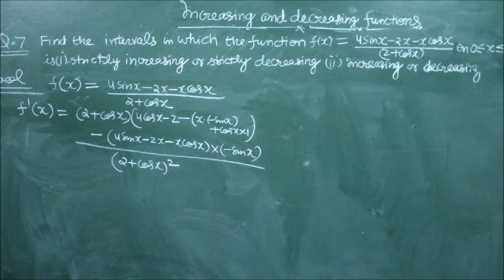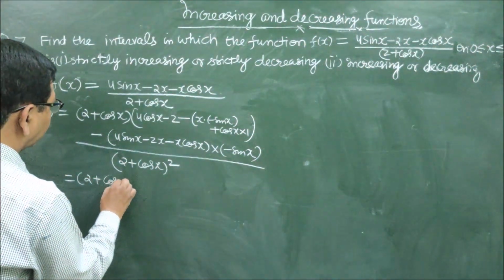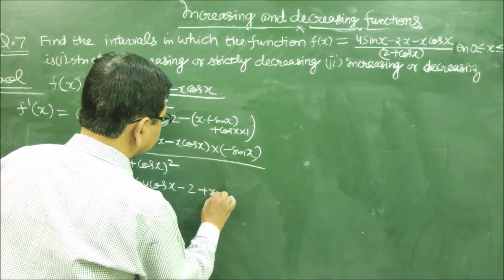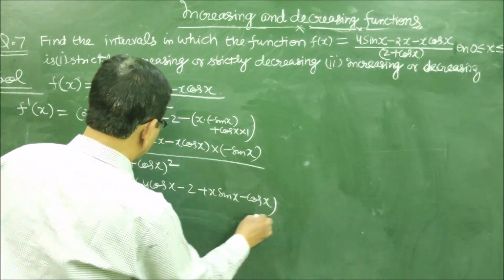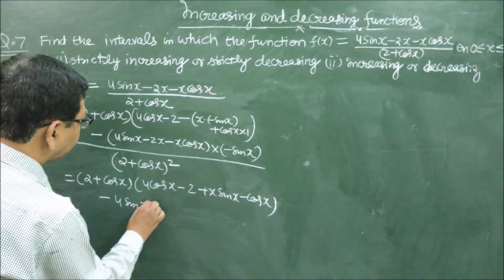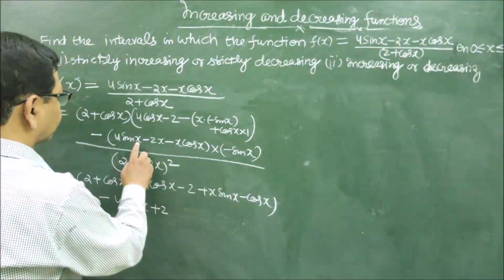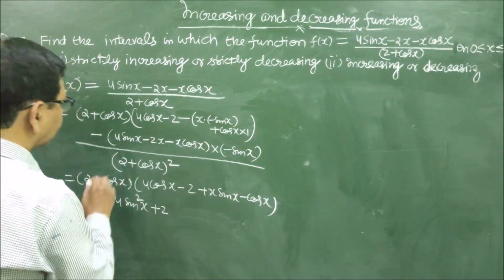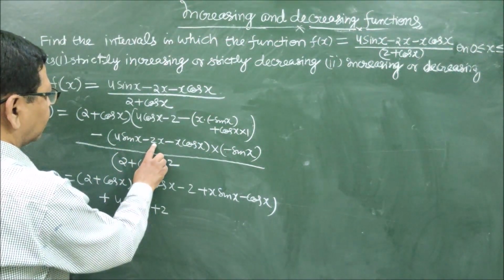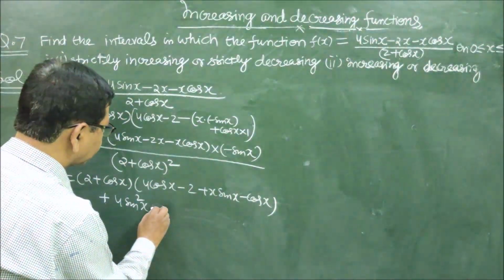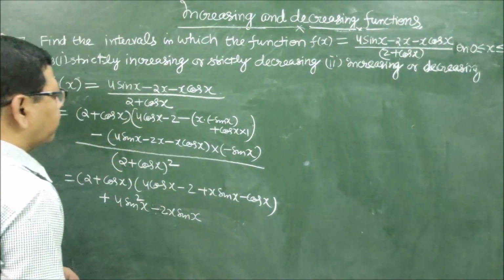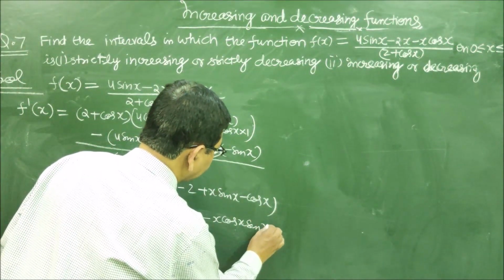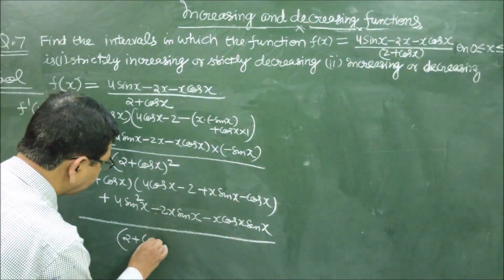Now let us simplify this. (2 + cos x) into (4 cos x − 2 + x sin x − cos x), plus, minus and minus is plus, so 4 sin x sin square x, then 4 sin x minus 2x and sin x, that is −2x sin x, then −x cos x sin x, divided by (2 + cos x) whole square.